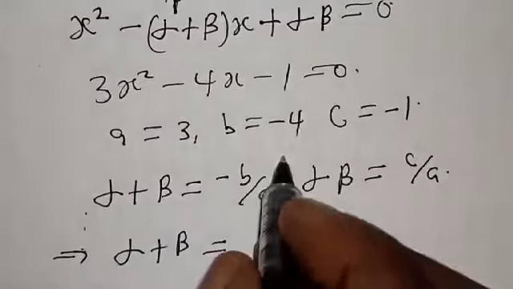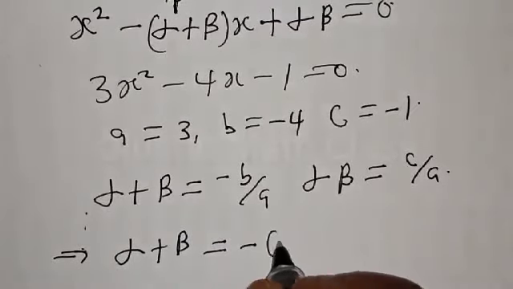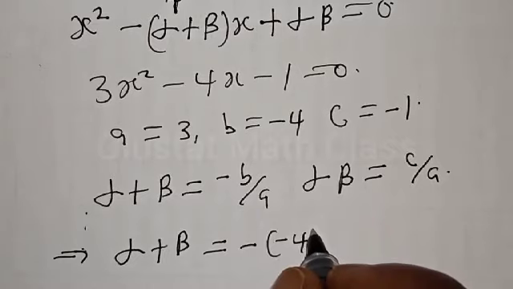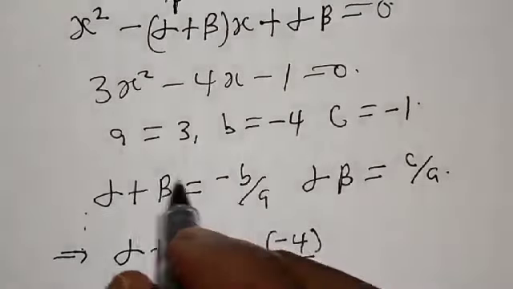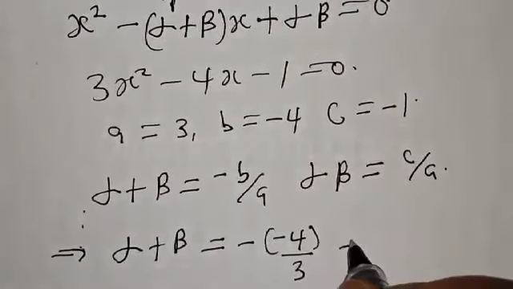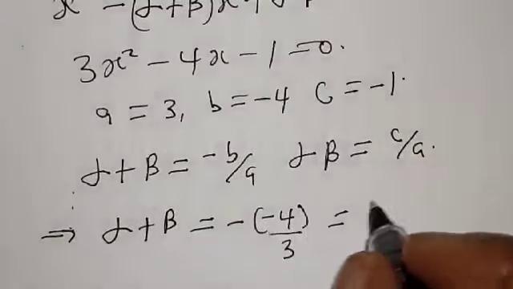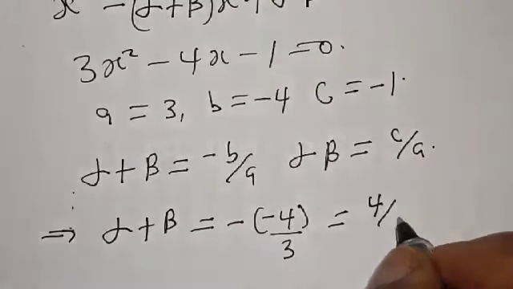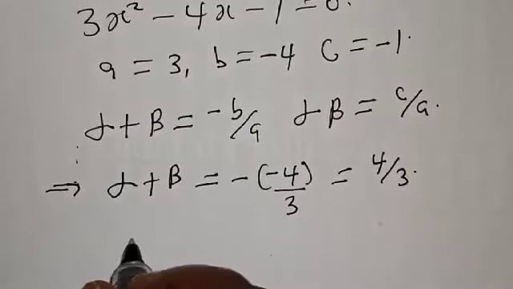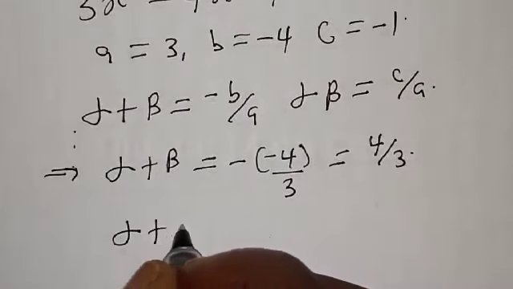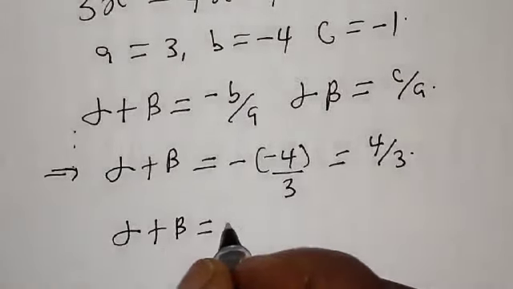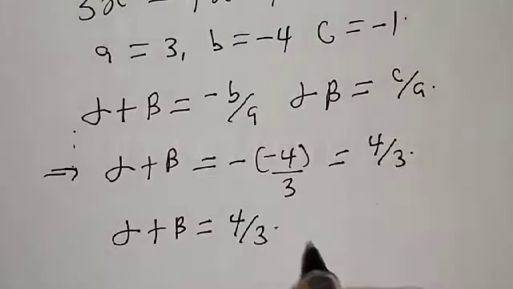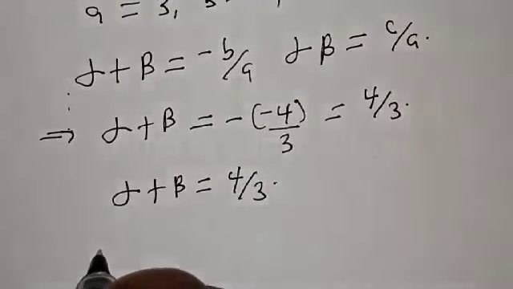Then this implies that alpha plus beta is equal to minus b over a. Our b is minus 4, so we have minus into minus 4 over our a, which is 3. Minus times minus is plus, so 4 over 3. Therefore, our alpha plus beta is equal to 4 over 3.